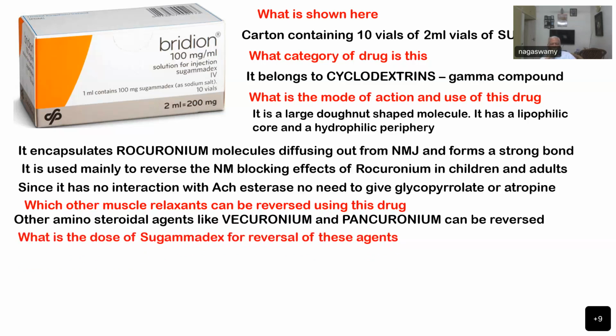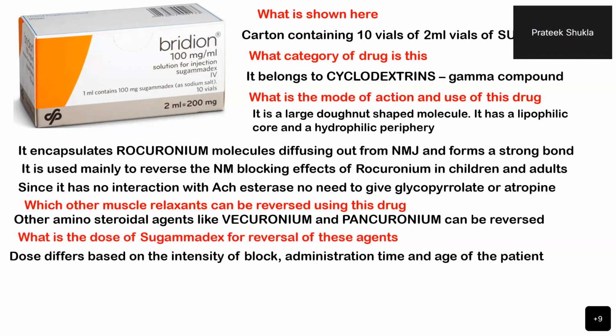So 2, 4, and 16, sir. 2 mg per kg. Very good. So dose differs based on the intensity of block, administration time, and the age of the patient. Okay, so three factors govern the dosage. One is how severe or intense the block is. What is the time of administration?